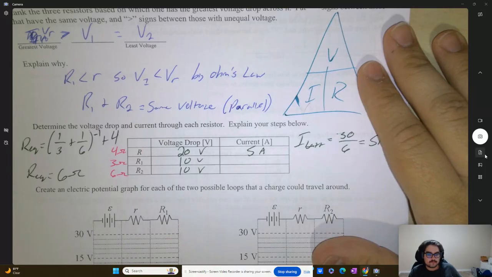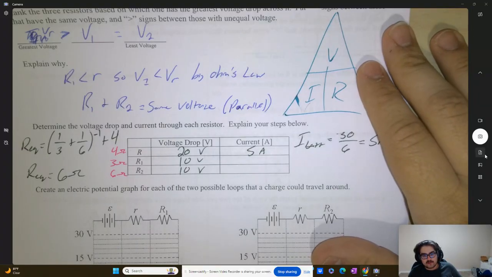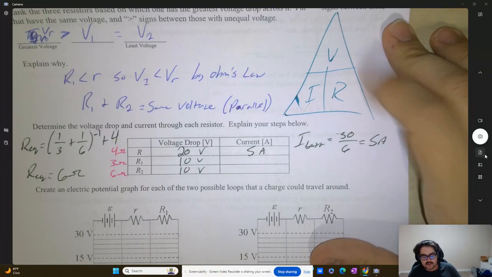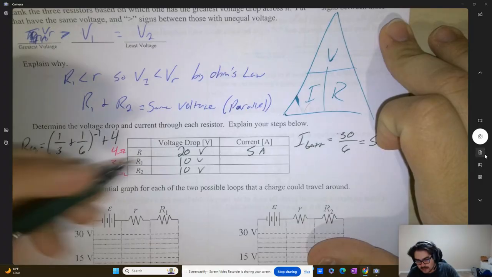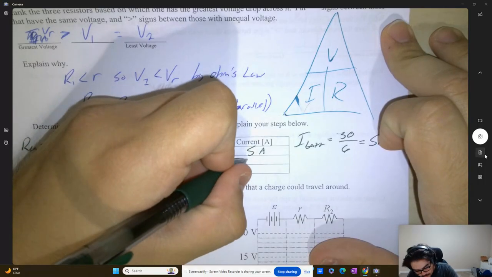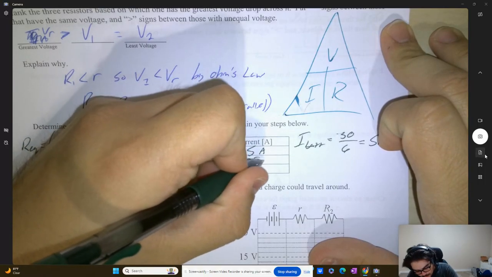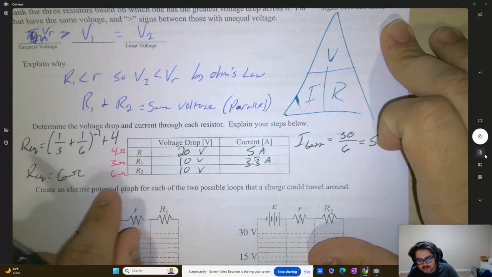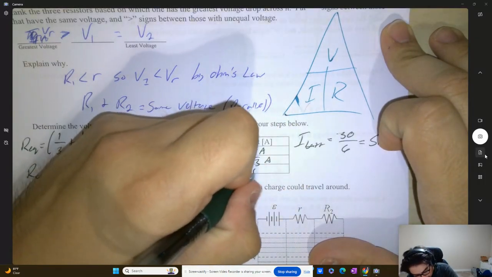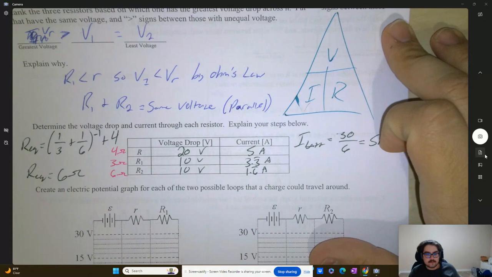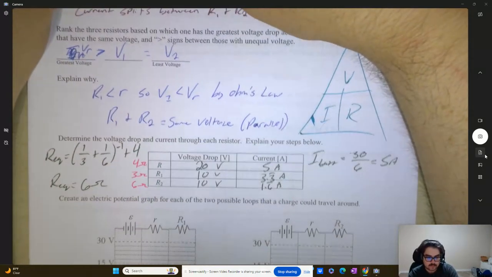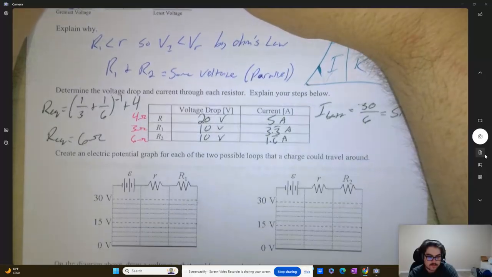Then we can use Ohm's law and get the current, right? V over R: 10 over 3, that's about 3.3 repeating. And then 10 divided by 6 is 1.6 repeating. We don't use a lot of repeating numbers in this class, but we are using it some right now. And then the potential graphs.